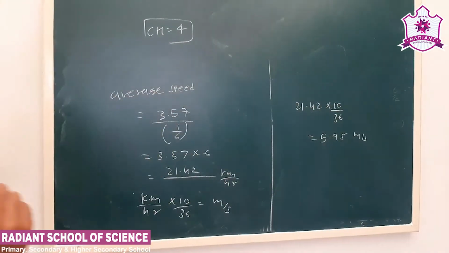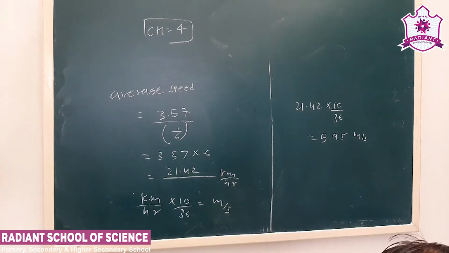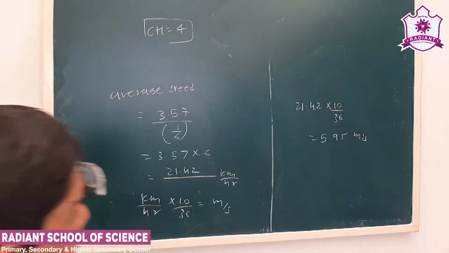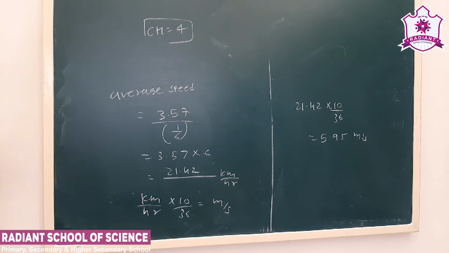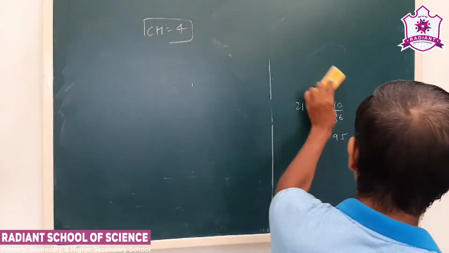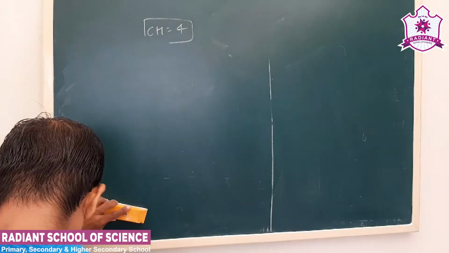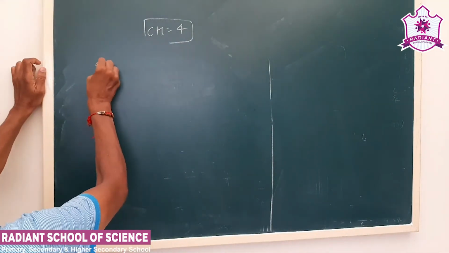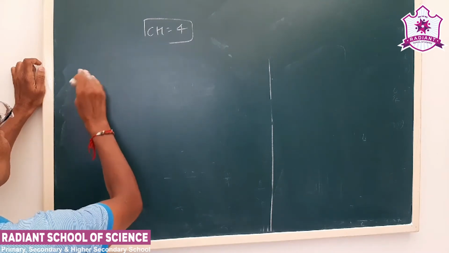Okay, so this is how we can convert kilometer per hour into meter per second. So this is example number 4.9. Now see, next is a very interesting example, example number 4.10. Sorry, exercise. Sorry.